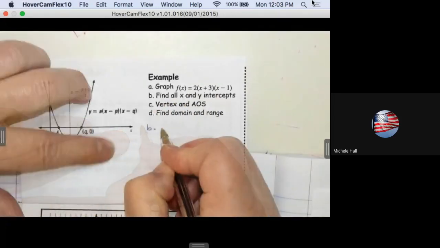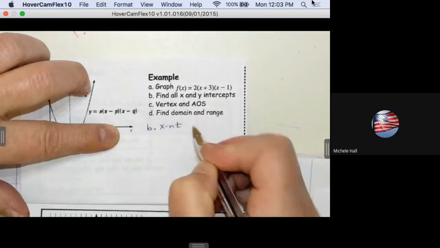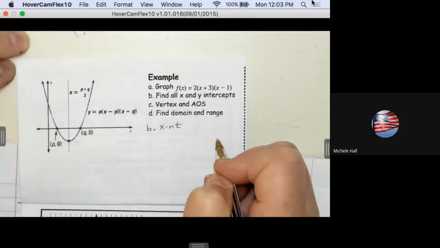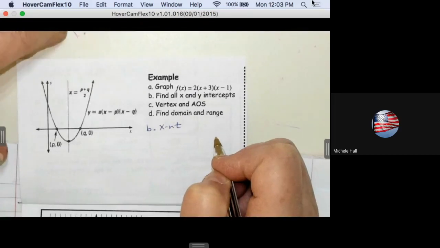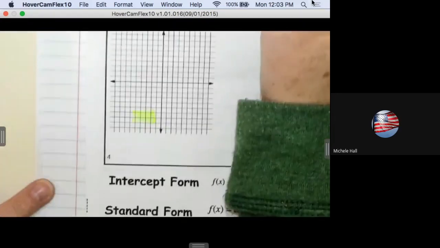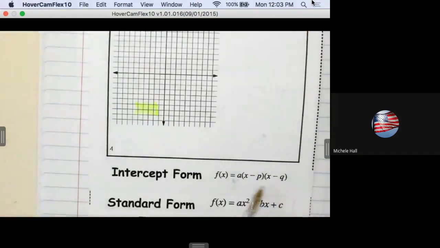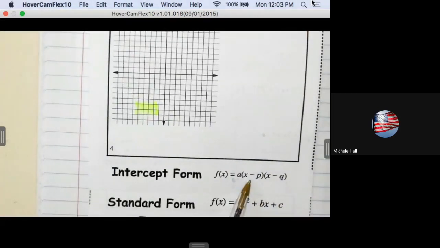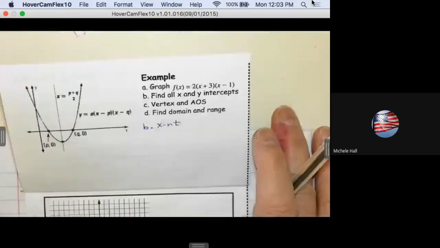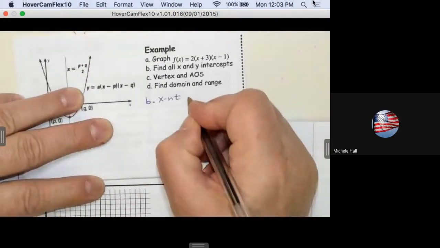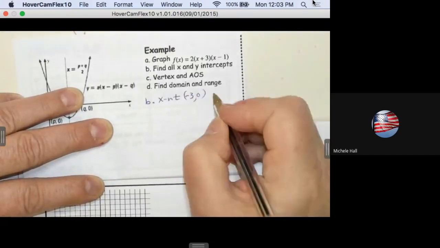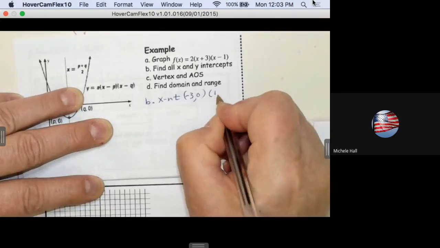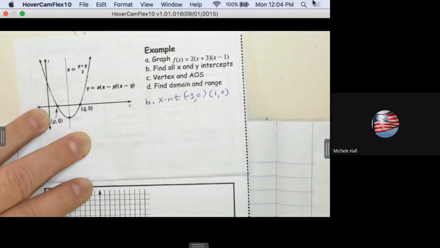So B, x-intercepts are what? What are the x-intercepts? Is it 3, negative 1? So if you look at the formula, look, it's got the minus signs in there. That's the opposite of what you're seeing. Okay, so it's not 3, it's negative 3. So negative 3, 0 is an intercept. What's the other intercept? 1, 0. So there's the x-intercepts.